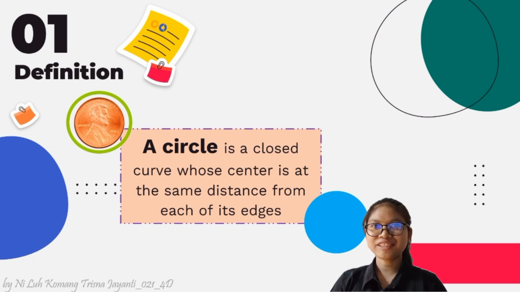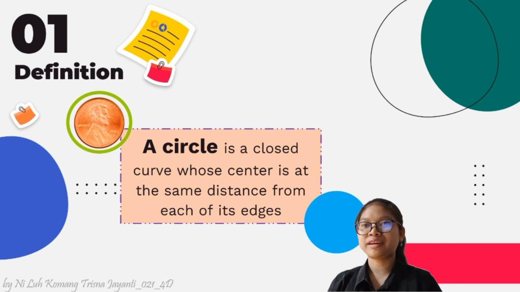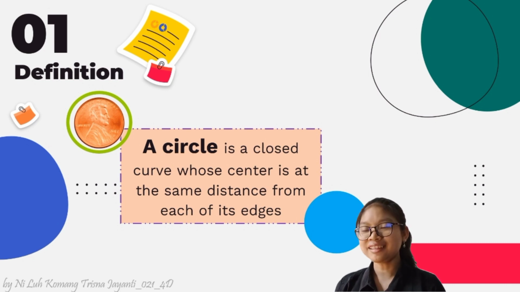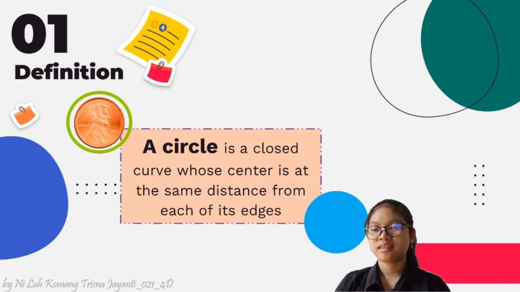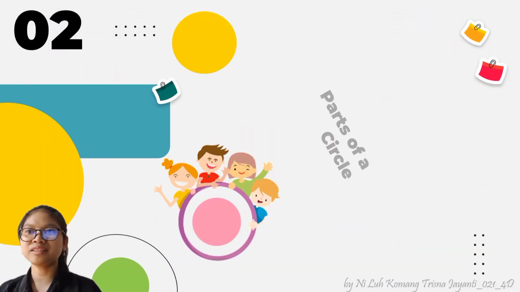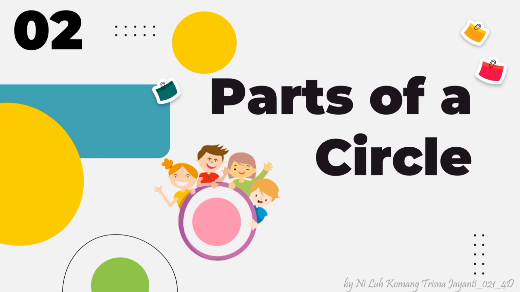A circle has 2 main regions, namely the interior of a circle and the exterior of a circle. The interior of a circle consists of the region inside the circle, and the exterior of a circle is the region outside the circle. Now, you understand the definition of a circle. Next, I will explain the parts of a circle.